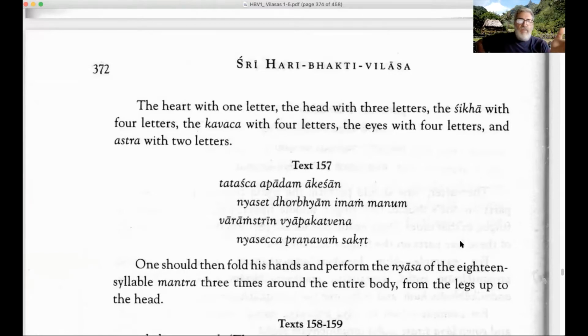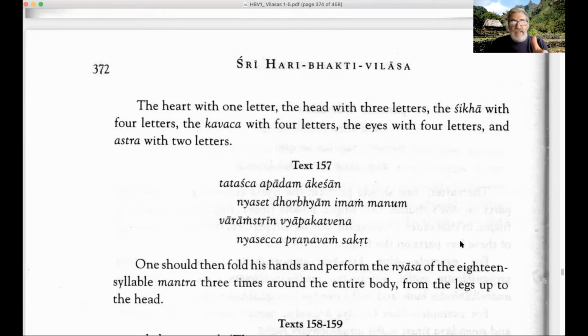So we can say the head with 1 syllable, the heart with 3 syllables, the shika with 4 syllables, the kavacha with 4 syllables, the eyes with 4 syllables, and the astra, or the weapon, with 2 syllables. And so how does that add up? So we have 1 plus 3 is 4, plus 4 is 8, plus another 4 is 12, plus another 4 is 16, plus another 2 is 18.